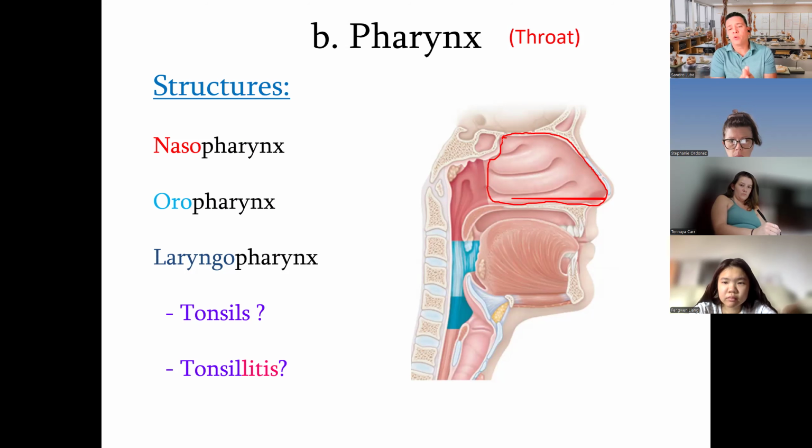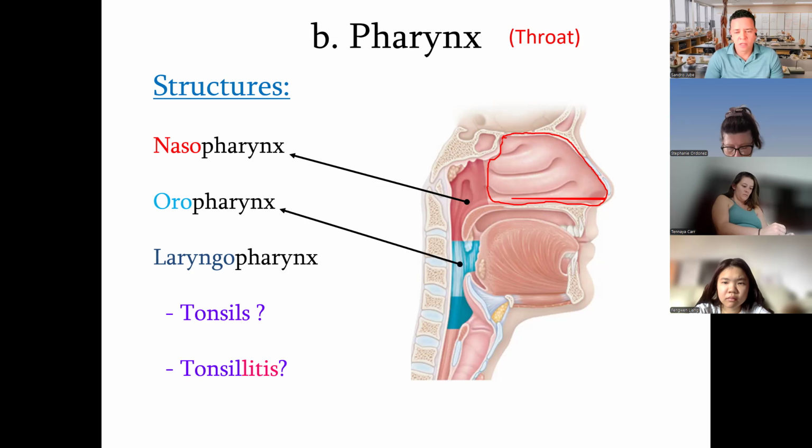When you're answering questions about this in an exam, you need to be specific, because the pharynx is divided into the nasopharynx, which is the pharynx behind the nasal cavity. We have the oropharynx, which is the section of the pharynx behind the oral cavity. And we have the laryngopharynx, which is the section of the pharynx behind the larynx.